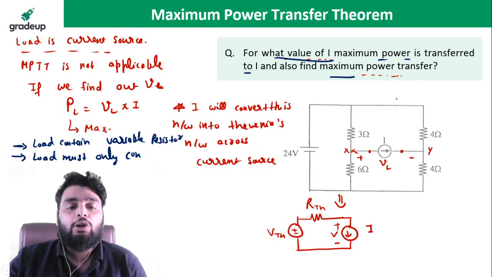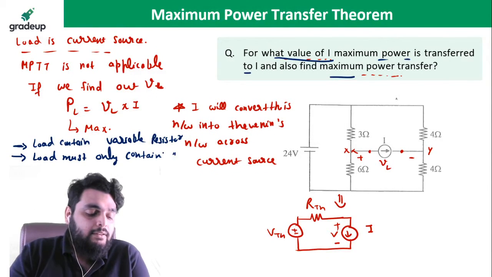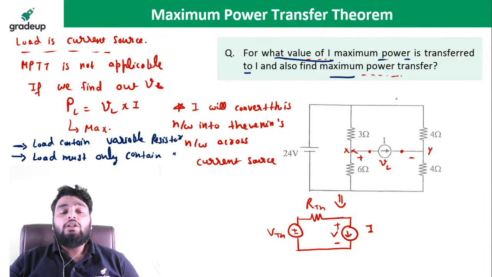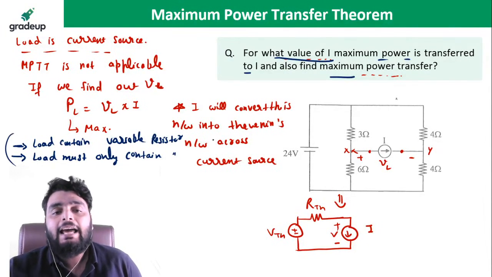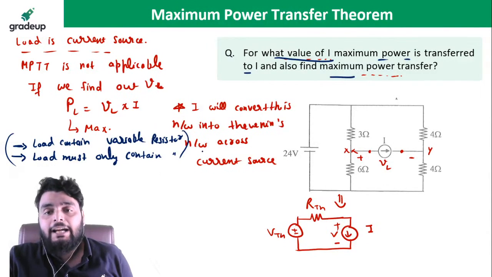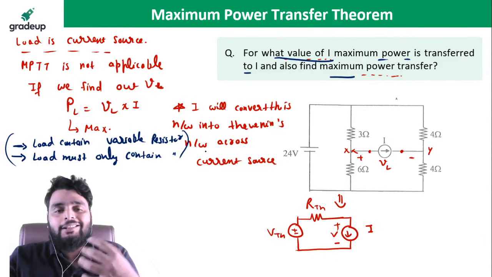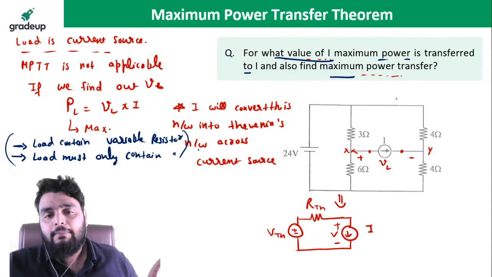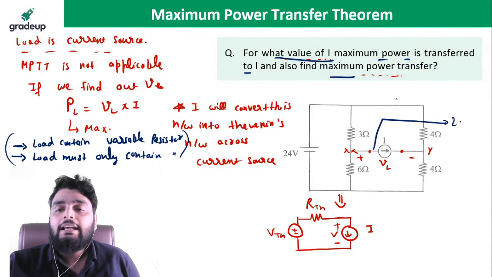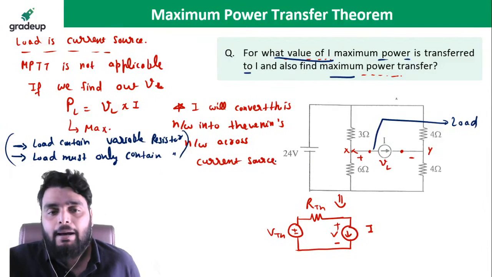For example, if a load contains a resistor with a voltage source, then again I cannot apply the maximum power theorem. So the maximum power theorem can only apply if a load contains a variable resistor. Keep this point in your mind always. If there is any other element in a load, then I cannot apply the maximum power theorem. So here you can see this is a load. In this question, the current source is a load. That's why I cannot apply the maximum power theorem here.